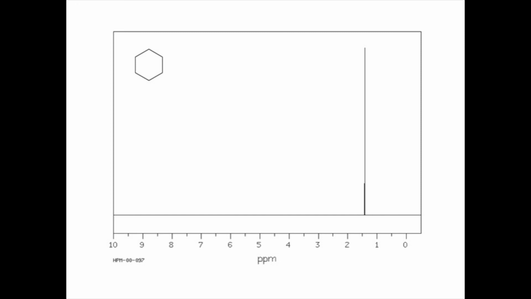So in the spectrum for cyclohexane, we see our one peak, we see it has a chemical shift of about 1.5, and all of our protons are accounted for in this signal. It's a very clean singlet, reinforcing the fact that all of our protons are equivalent.